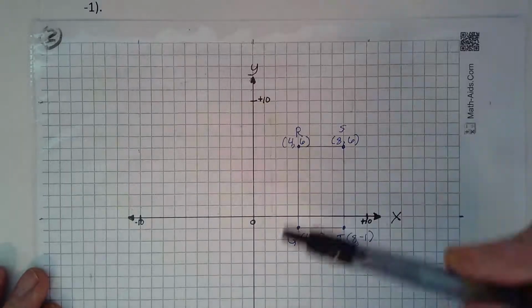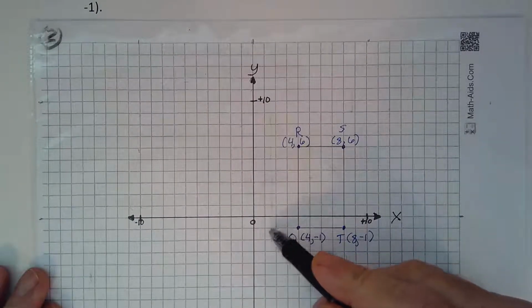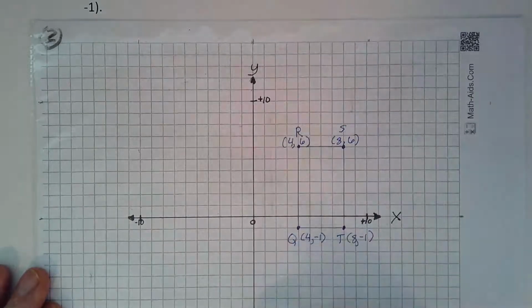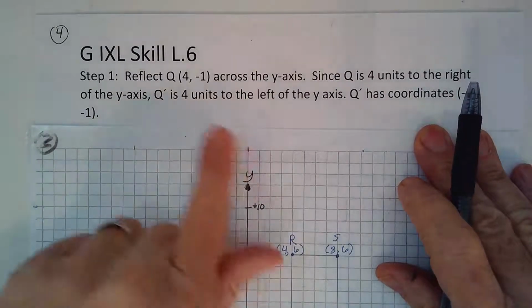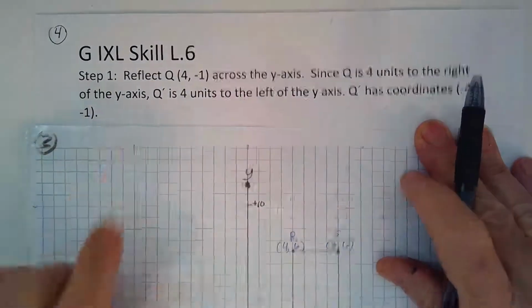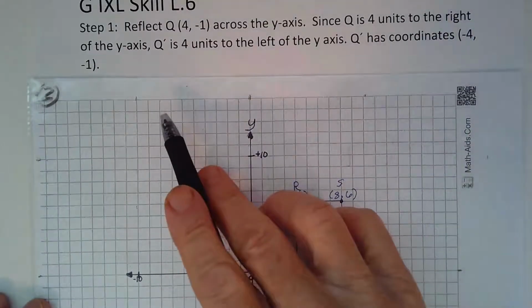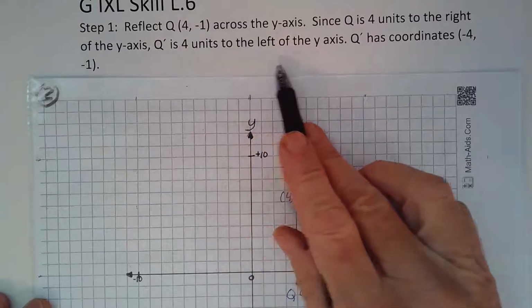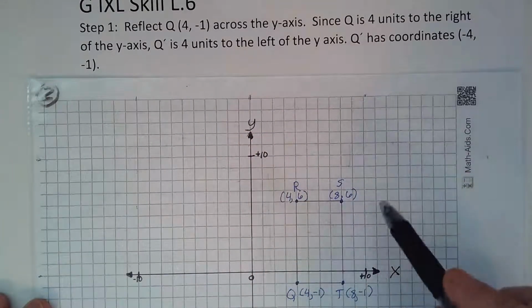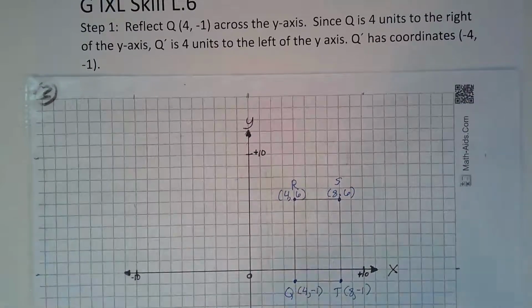And if you count from 4, this is 1, 2, 3, 4 units to the y-axis, which is what they were just talking about up above here. Okay? 4 units to the right of the y-axis. So they said that Q prime has coordinates that are going to be at 4, -1 because Q will be 4 units to the left of the y-axis. It's going to be a reflection. So I'm going to use red for this.